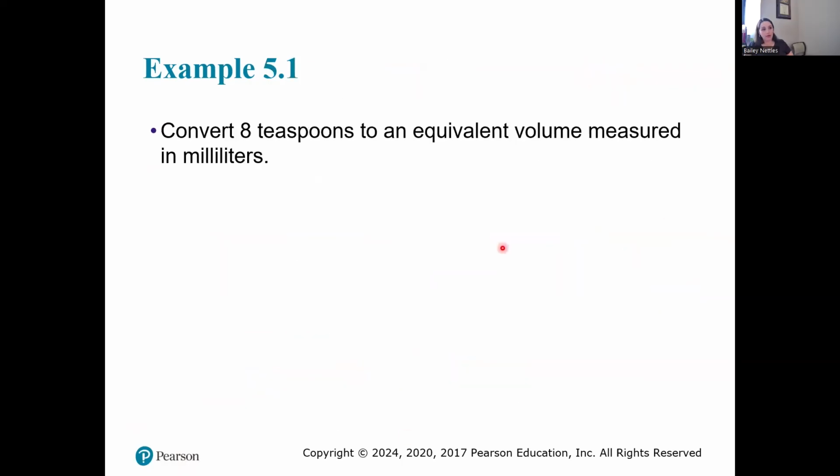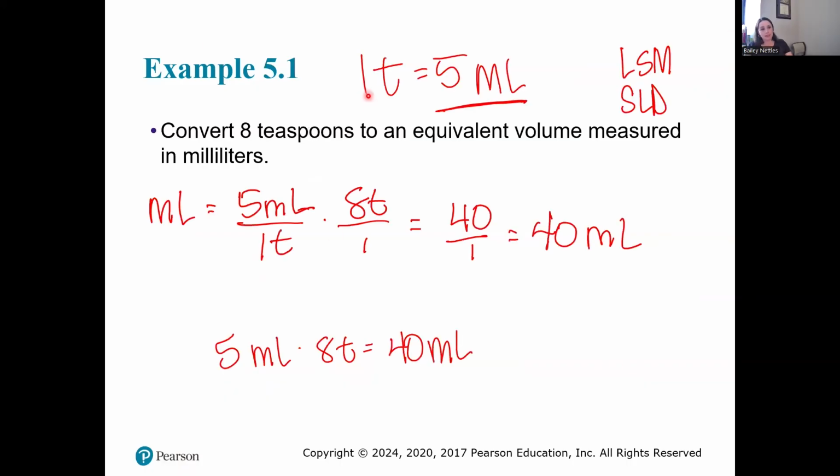All right. So now I need some teaspoons into milliliters. Number 1, my conversion. 1 teaspoon is 5 milliliters. So I start with what I have. I don't have any milliliters, but I have my conversion. So I type in my 5 milliliters. I have 1 teaspoon. I have 8 teaspoons because whatever I do to the bottom, I've got to the top so they can cross out.